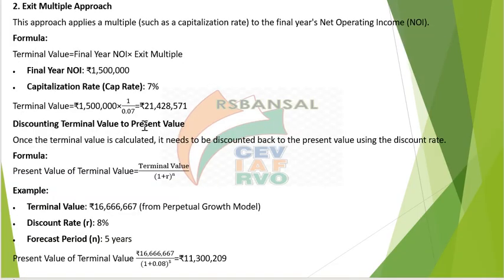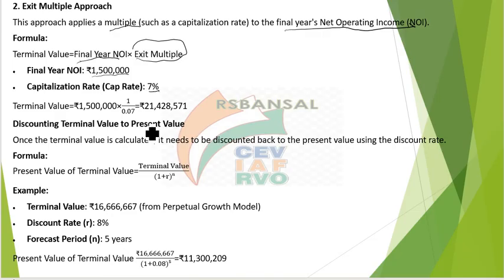So the second method is the exit multiple approach. This approach applies a multiple, such as the capitalization rate, to the final year's net operating income. So in this case, we will be multiplying the final year's net operating income by the exit multiple. Let us suppose the final year's income is 1 crore 50 lakh and the capitalization rate is 7%.